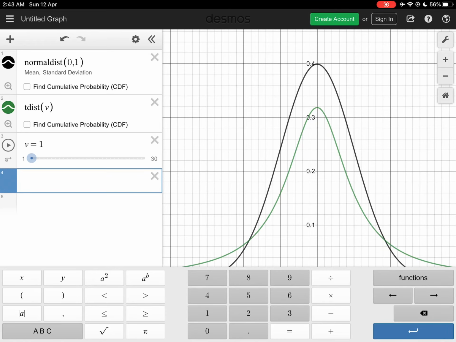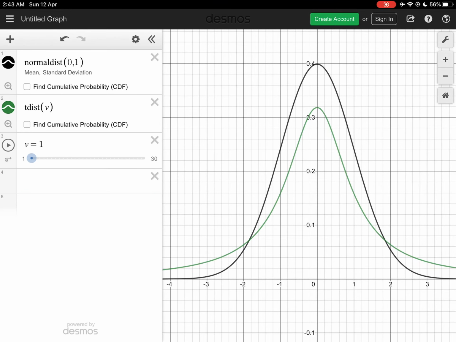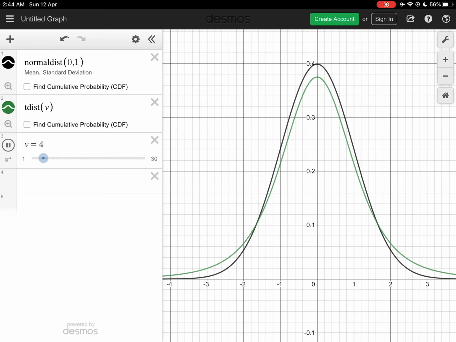The first thing that you see before we start is that the green curve, this t-distribution with 1 degree of freedom, is symmetric and bell-shaped, and the only difference between it and the normal distribution is that it's more spread than a normal distribution. You can see it has more variation than the black curve. Now, watch as I play v moving from 1 to 30. Look at what's going on. The spread is decreasing, and the curve is approaching the standard normal curve.